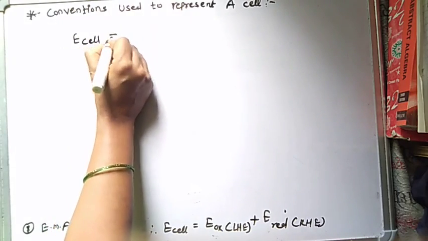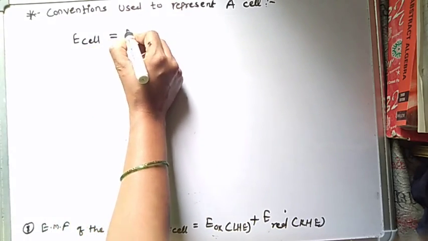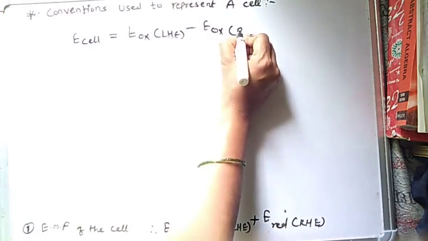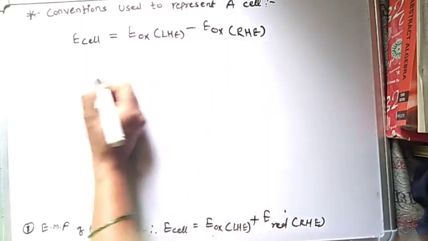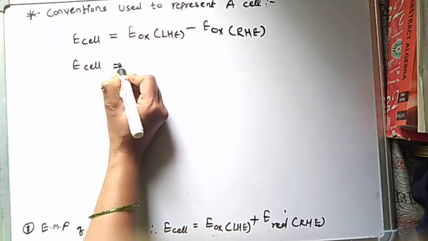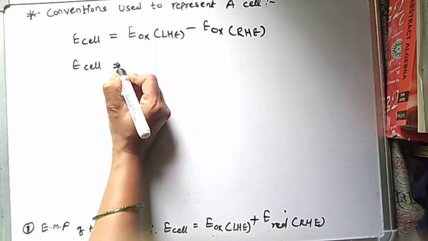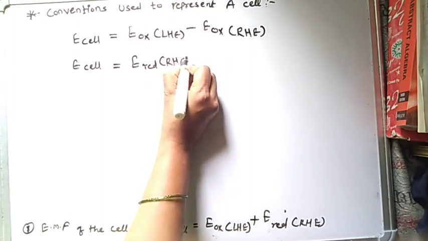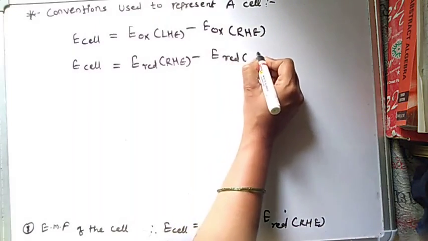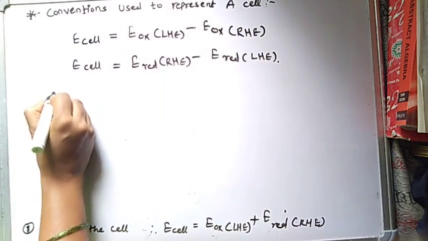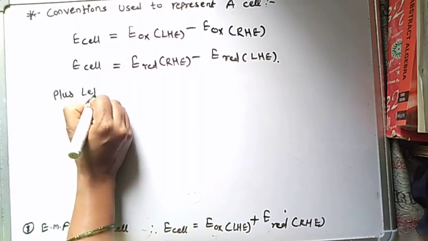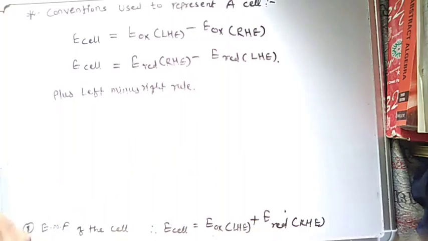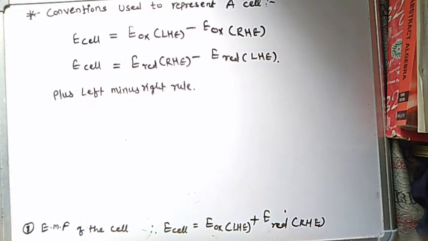If the oxidation potential is given, both stated as oxidation, then the cell reaction will be written as E oxidation left hand electrode minus E oxidation right hand electrode. Or if both potentials are given as the reduction potential, the EMF of the cell will be written as E reduction of right hand electrode minus E reduction of left hand electrode, and this is the rule which is called the plus left minus right rule. These are some conventions of the cell reaction which is represented.